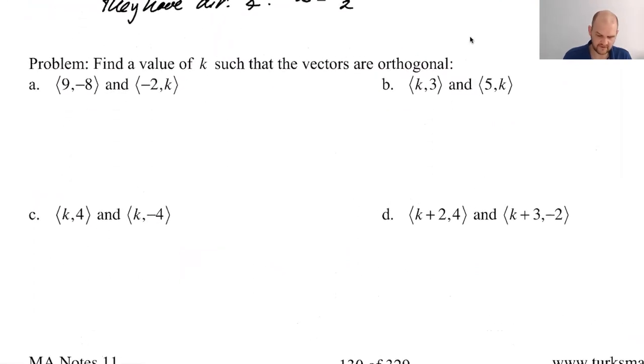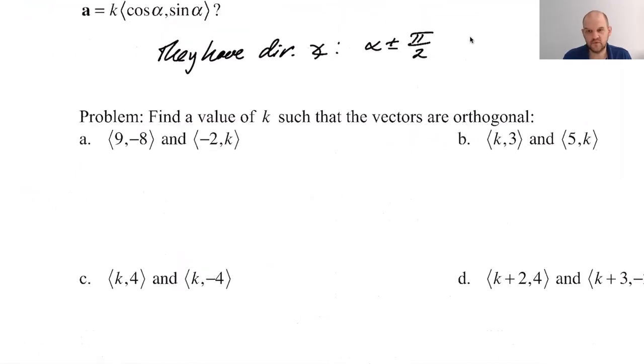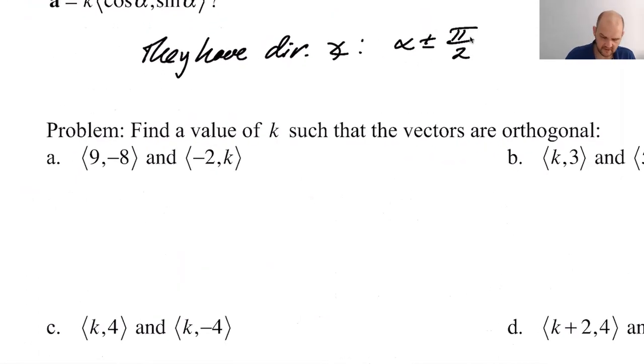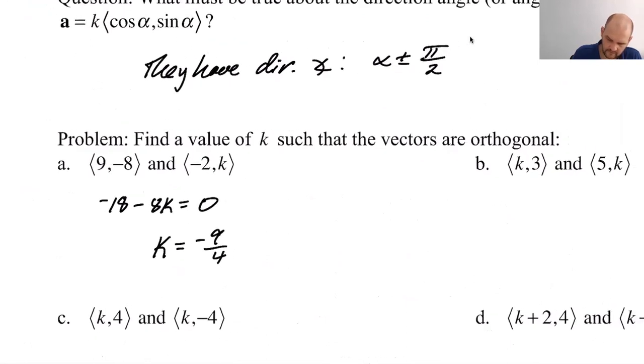Find a value of k such that the vectors are orthogonal. Okay, we can do these before we call it quits on this video. Vectors are orthogonal if the dot product is 0. So dot product equals 0. So k is 18 over -8, which is -9/4. That's it. That's the only value that'll make that true. That's interesting.